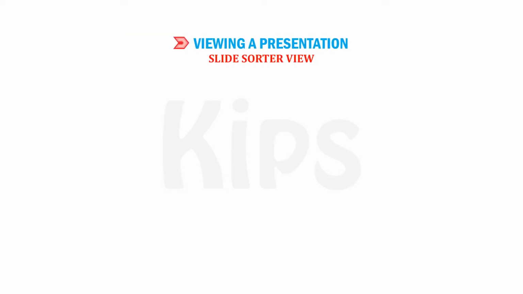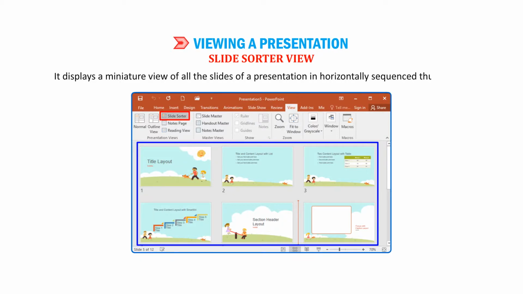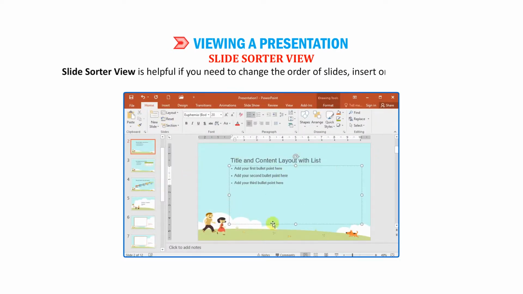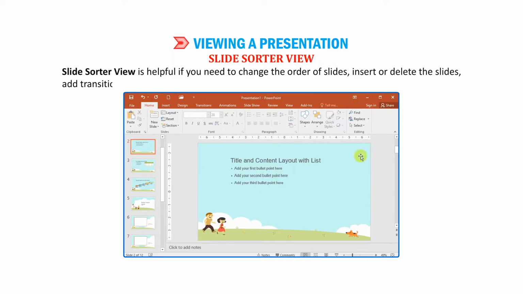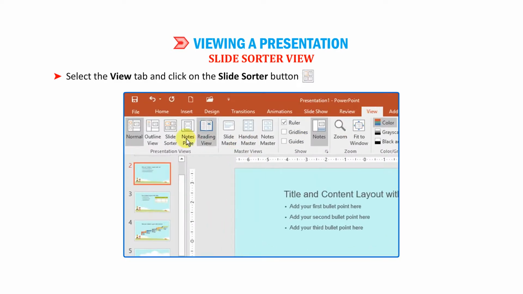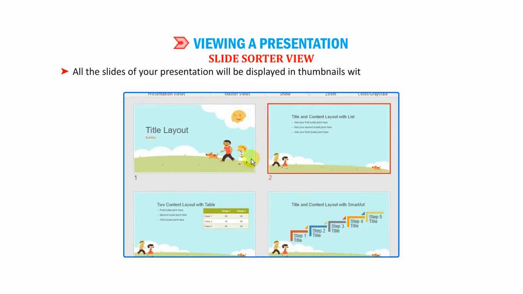Let me talk about Slide Sorter view now. It displays a miniature view of all the slides of a presentation in horizontally sequenced thumbnails. Slide Sorter view is helpful if you need to change the order of slides, insert or delete the slides, add transitions and set the timings for the slideshow. Select the View tab and click on the Slide Sorter button from the Presentation Views group. All the slides of your presentation will be displayed in thumbnails with a thick border around the selected slide.